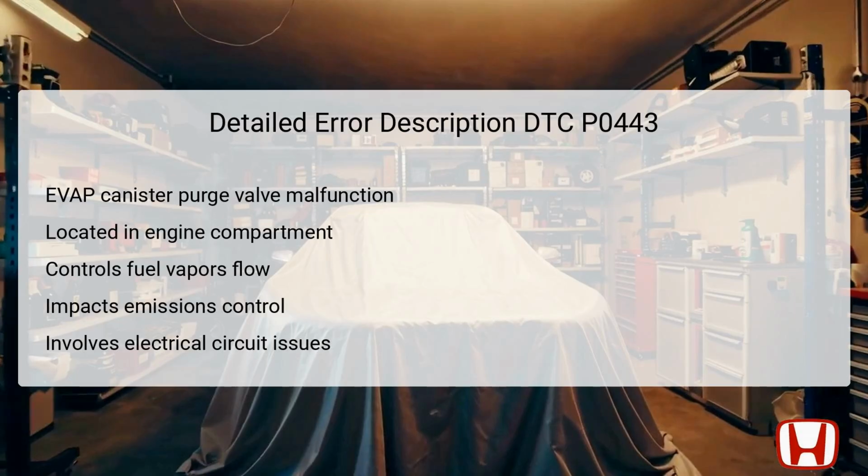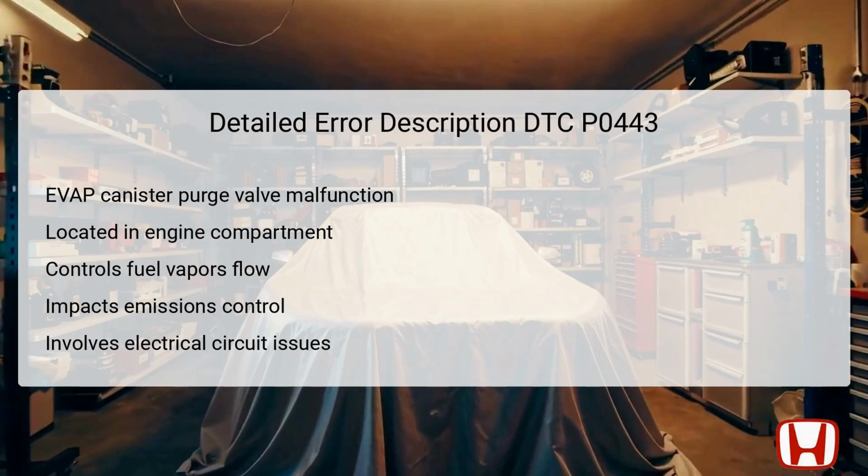DTC P0443 specifically addresses a malfunction within the EVAP Canister Purge valve circuit. The EVAP Canister Purge valve is primarily responsible for managing fuel vapors from the fuel tank and directing them to the engine for combustion under optimal conditions. Located within the engine compartment, the valve works in tandem with other components in the evaporative system to ensure that harmful vapors do not escape into the atmosphere.